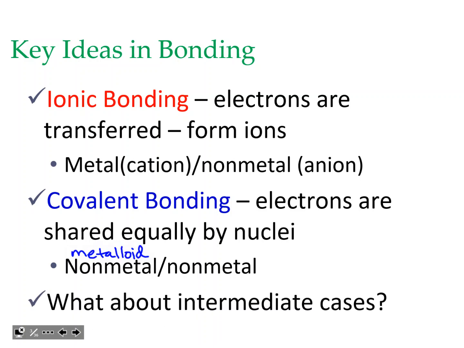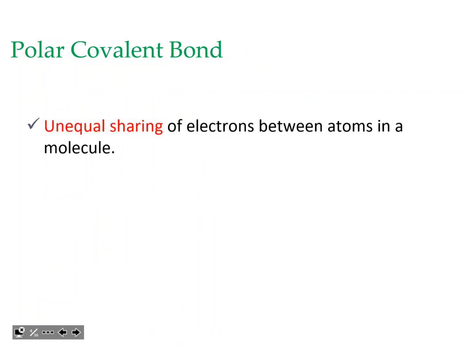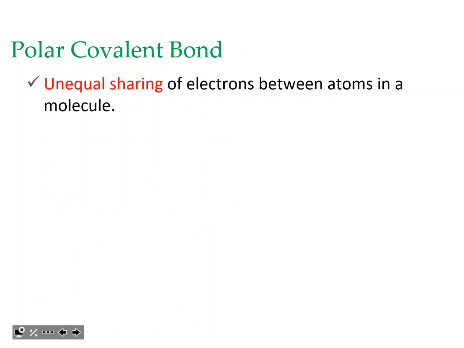All right, now, these are the two ends of the stick here: full transfer or equal sharing. Full transfer is ionic, equal sharing is covalent. However, we have a lot of gray area here, or gradients, intermediate cases. Intermediate cases, of course, involve unequal sharing of electrons. So they don't completely transfer, but one gets pulled more than the other, between two particular atoms.